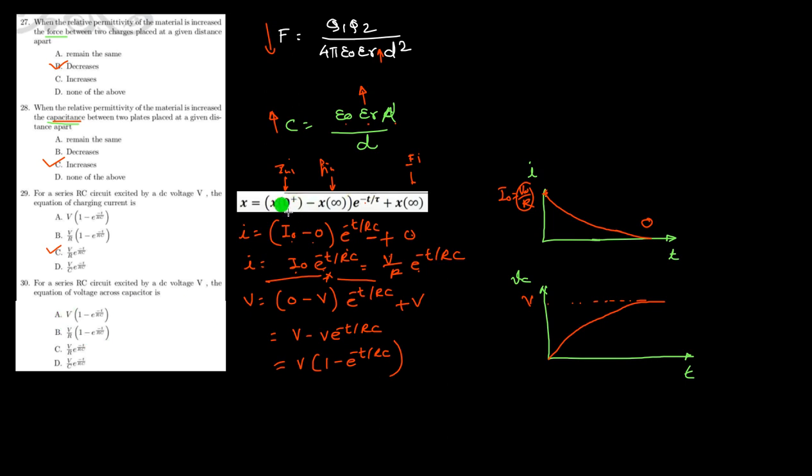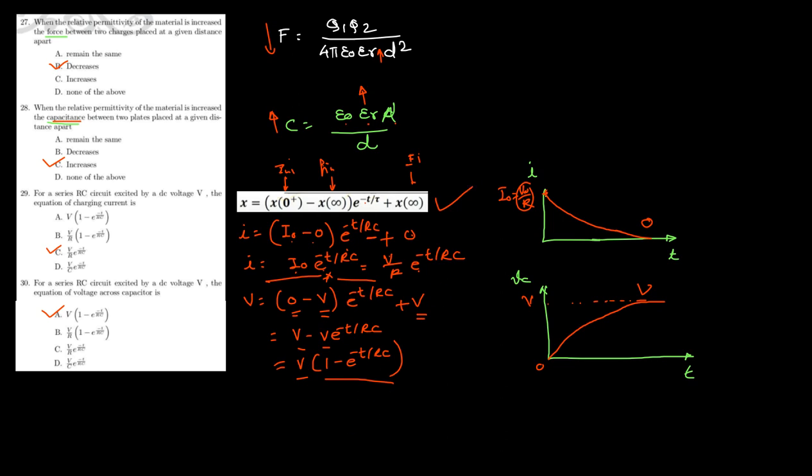Similarly, to calculate the voltage, initial voltage is 0, final voltage is V, and it is added to the final voltage V. So it will give you V minus V e raised to minus t by RC. Taking V common, it gives you V into 1 minus e raised to minus t by RC. So the correct equation is option A. Hope you got the correct answers and how to prepare. Remember, this formula is very useful for you.